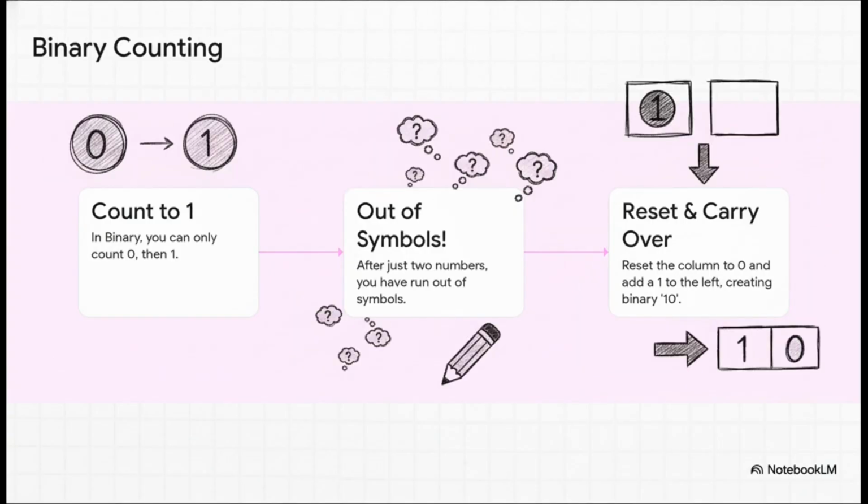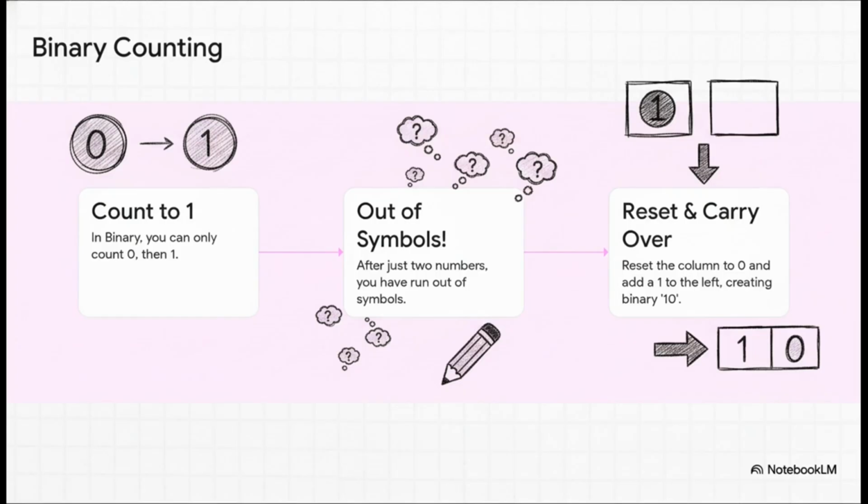We see it all the time, but we don't really think about that simple rule. Now, computers do the exact same thing. They just run out of road a lot faster. They count 0, then 1, and boom, out of symbols. So what do they do? They follow the exact same odometer rule. Reset the first column to 0 and add a 1 to the column on the left. And that, right there, is why 10 in binary actually means the number 2.